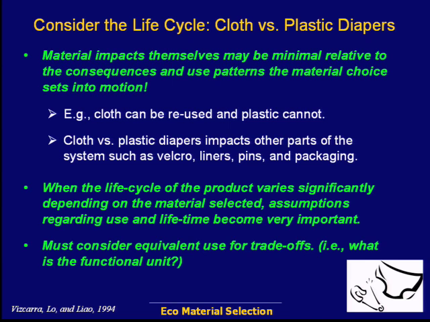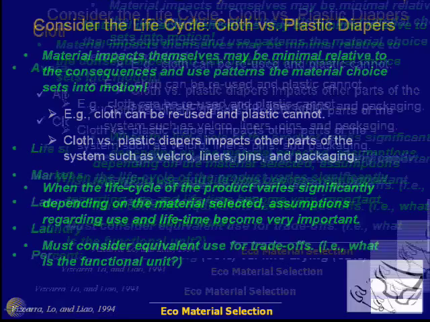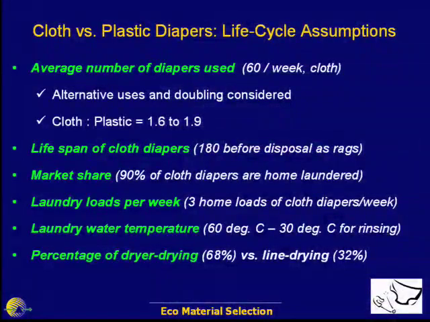Here you are replete in all sorts of different assumptions, right? How many diapers are you going to use? There would be a certain ratio one might expect. And this was an investigation, as we talked about on Monday, about 10 years old now. But you might have alternative use for these cloth diapers. And they estimated a ratio of cloth to plastic diaper use of 1.6 to 1.9. It's almost 2 to 1.